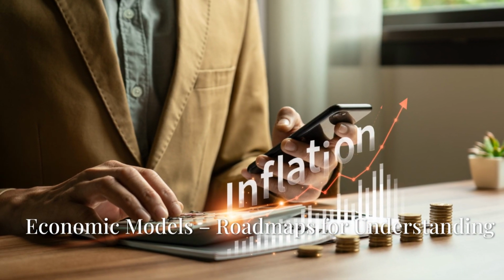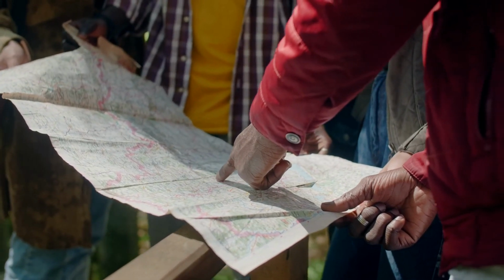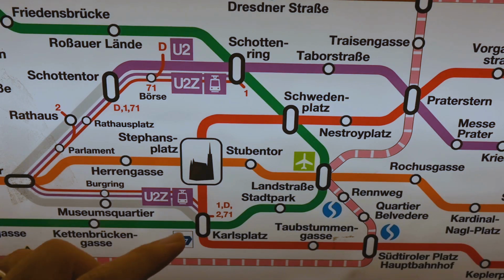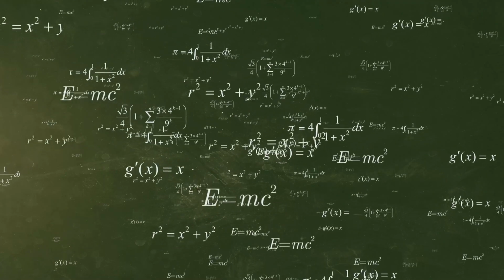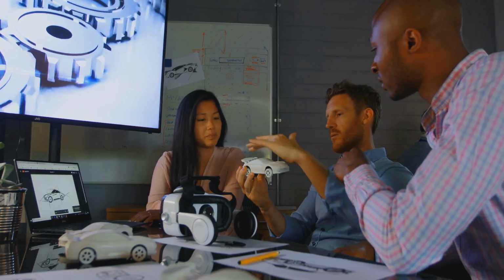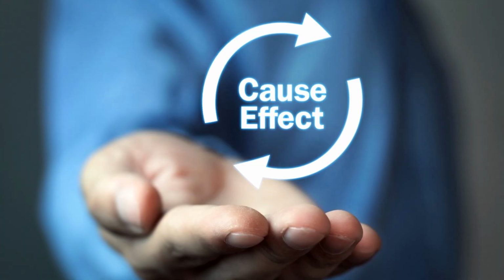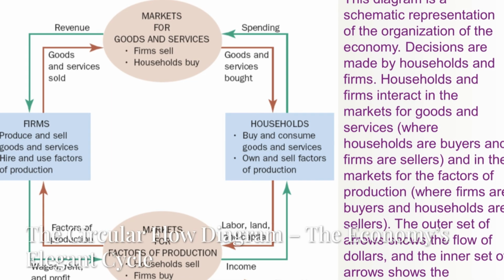Let's talk about economic models. Think of them like roadmaps. They don't show everything, but they give you a clear path. These models use graphs or equations to highlight essential relationships. They're not perfect representations, and they're not supposed to be. But they help us think more clearly about cause, effect, and trade-offs.